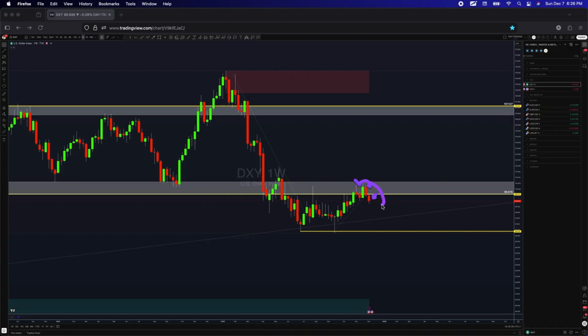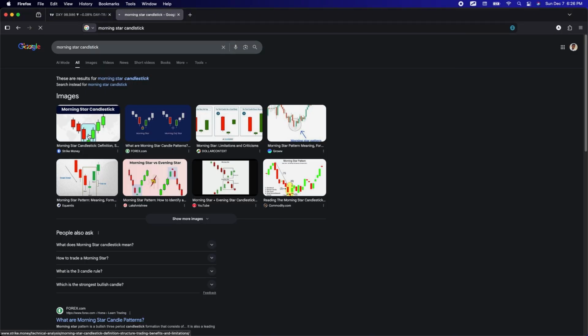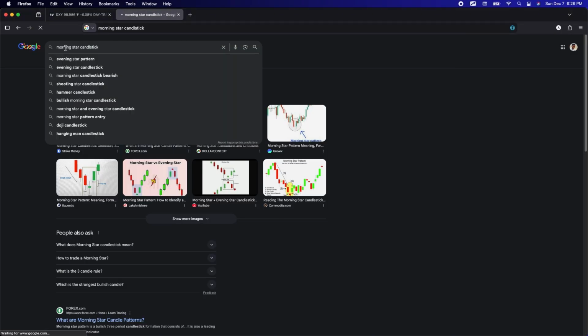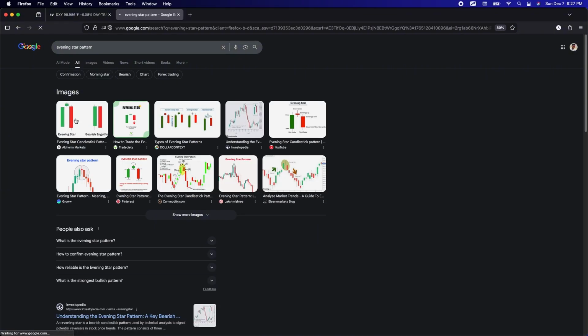You can see right here we now have an official, I think it's a morning star, something like that. As a matter of fact, let me confirm right here. Morning star candlesticks. No, it is an evening star candlestick. So this is what I'm talking about. This is a morning star, and we're talking about the opposite of that. So we're going to say it is an evening star candlestick pattern, as you can see right here.